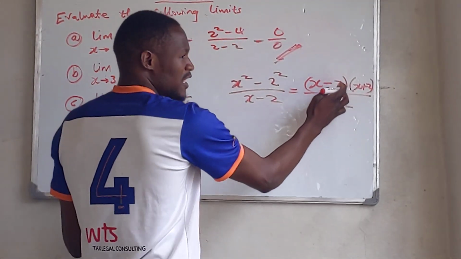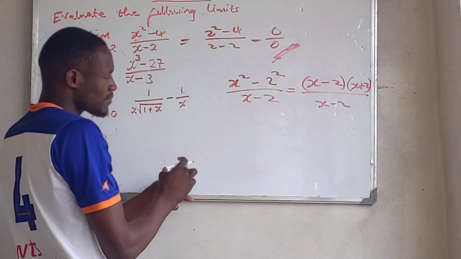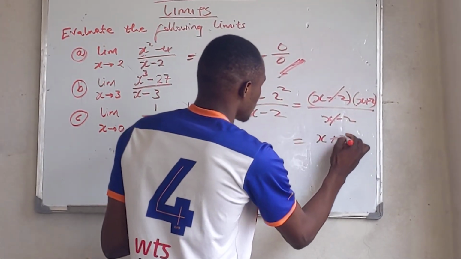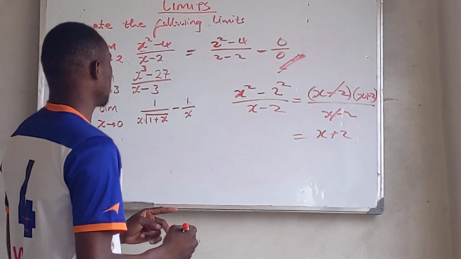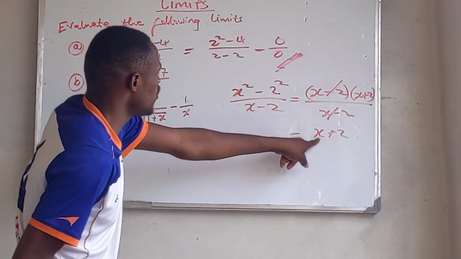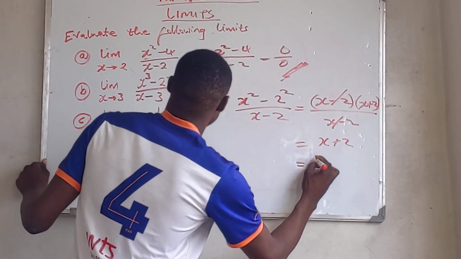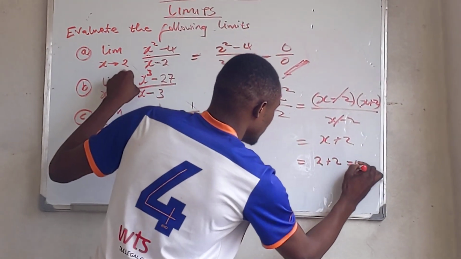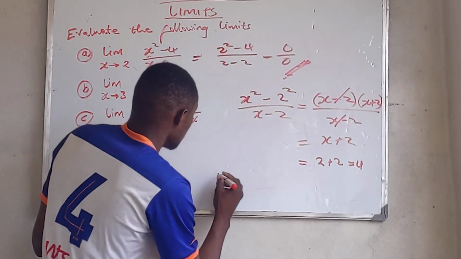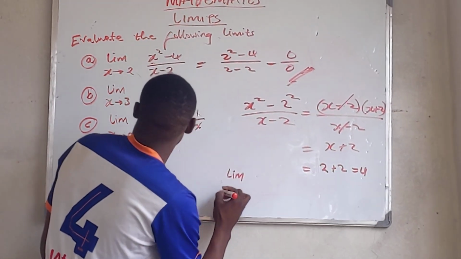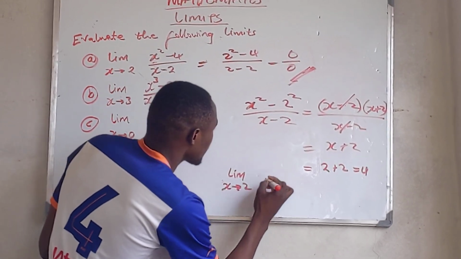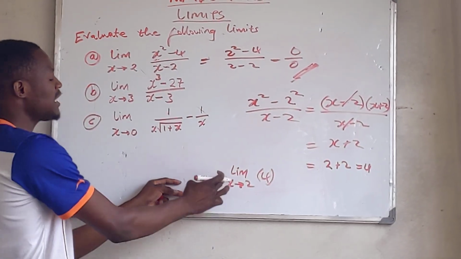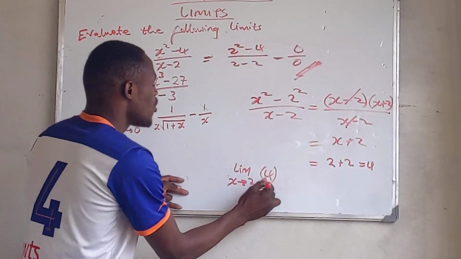This is just a difference of squares. Therefore, this and this are going to cancel. We'll have x plus 2. From there, we'll go ahead and substitute the value of x. Since the value of x is 2, we'll say 2 plus 2, which gives us 4. Therefore, the limit as x approaches 2 is 4.